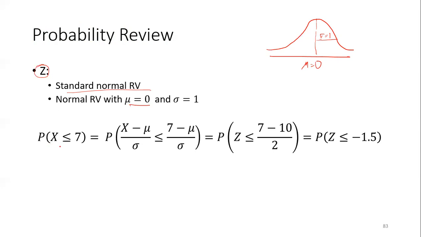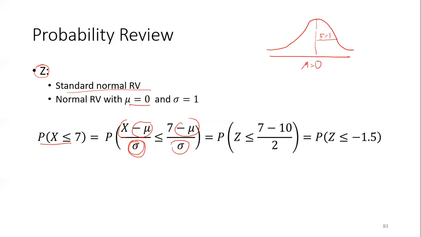So in order to find the probability that X is smaller than or equal to 7, what you do is you subtract the mean from both sides and divide both sides by the standard deviation, right? So this is the random variable minus mu. What is mu? It's a constant.